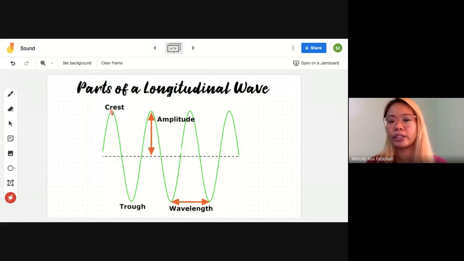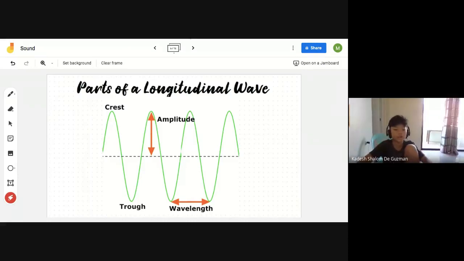The highest part of a wave, the highest point reached by a wave, is what we call the crest. Okay, so the highest part of the longitudinal wave is what we call your crest. In the middle, this is the equilibrium. So the broken line here in the middle is the equilibrium. So coming from the equilibrium, the highest point our wave reaches is what we call the crest.